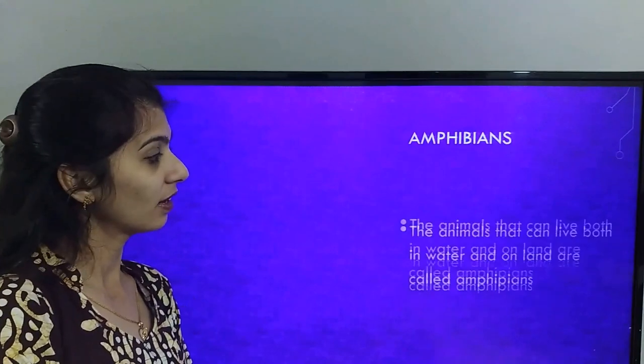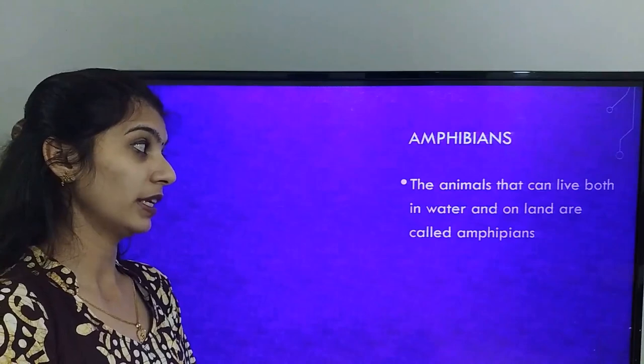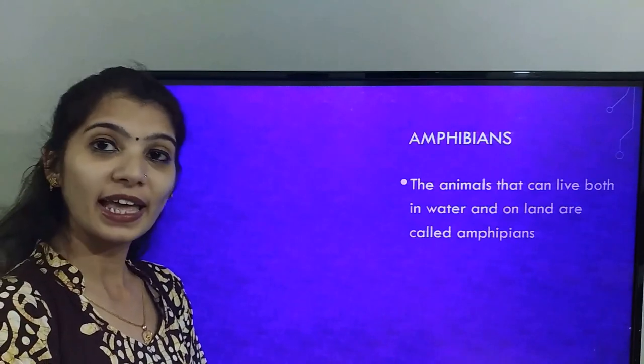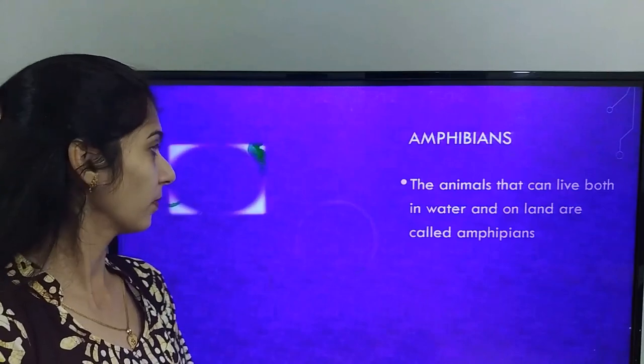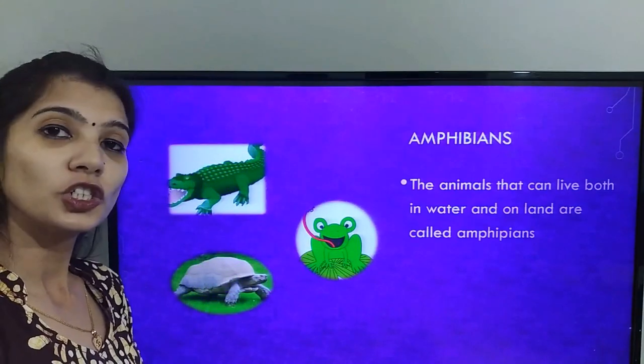Amphibians. The animals that can live both in water and on land are called amphibians. Examples: crocodile, frog, tortoise.